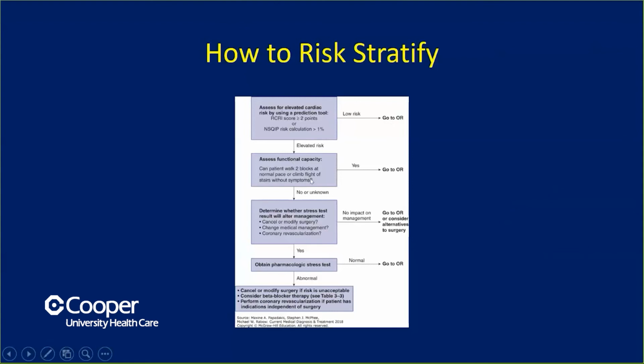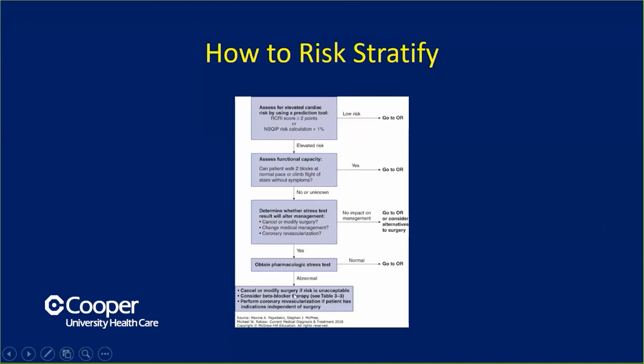Then you assess your functional capacity, which we tried to do in this case. If they can walk 2 blocks at a normal pace or climb a flight of stairs, that's 4 METs, then they go to the OR. If they can't do that or you don't know, that's where you consider the stress test, which was done in this case. And then you manage based on that. Or you tell the surgeons do a different surgery. You know, sometimes they were going to do a larger operation. Maybe they can get by with a smaller operation. So once you do the pharmacologic stress test, if it's normal, you go to the OR.